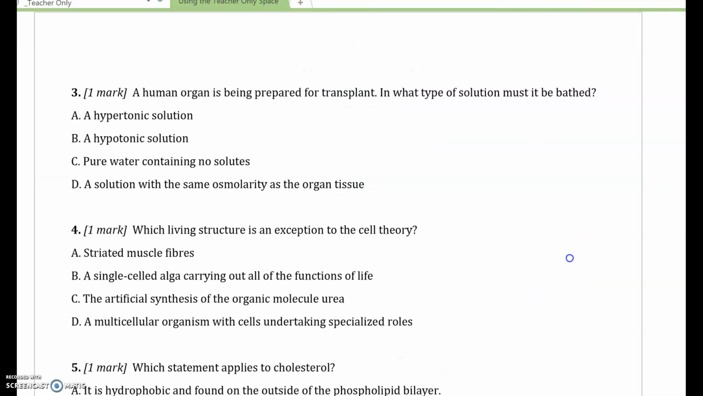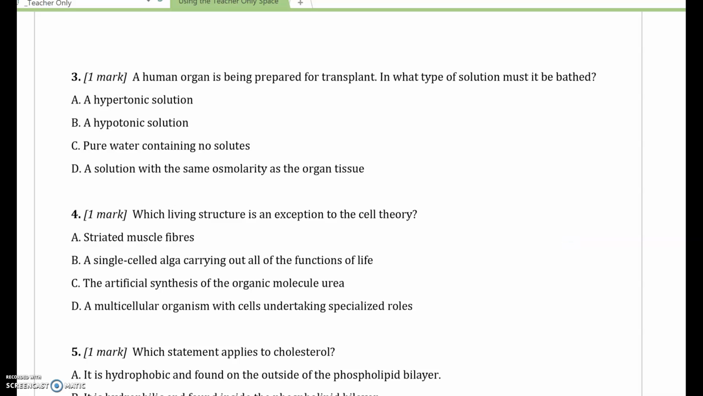Okay, so question 3. A human organ is being prepared for transplant. What type of solution must it be bathed in? So if you think about the first 3, we've got hypertonic, hypotonic and pure water. All of these 3 would cause the organ to either take on or lose water, which would be a problem. But D, a solution with the same osmolarity as the organ tissue, that would be isotonic. So there'd be no net gain of water or solutes, and obviously that's what you want when you're transporting organs. So that is D.